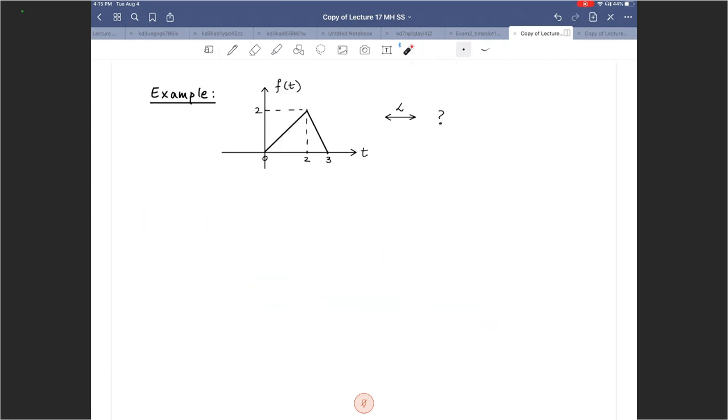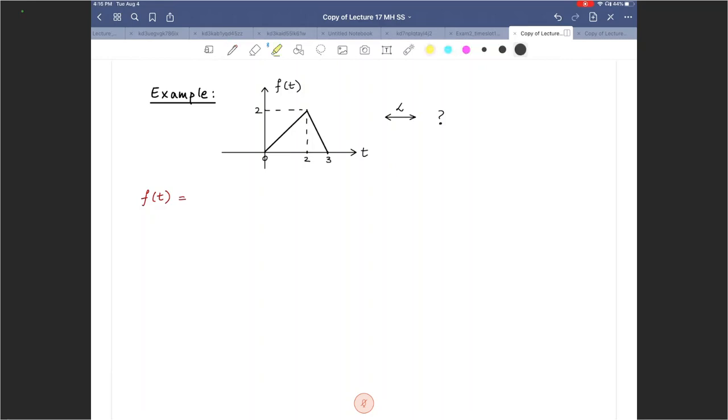We have a finite duration signal, f of t. So we already know that its region of convergence is going to be all of s plane. Let's try to find the Laplace transform for this. So first we'll begin with writing f of t in terms of unit steps. So here I'm going to have two pieces.